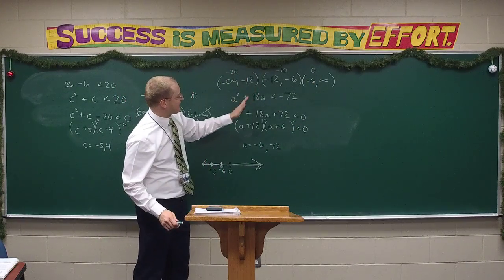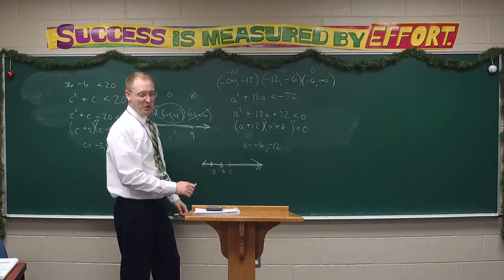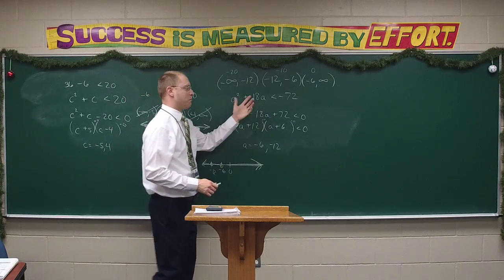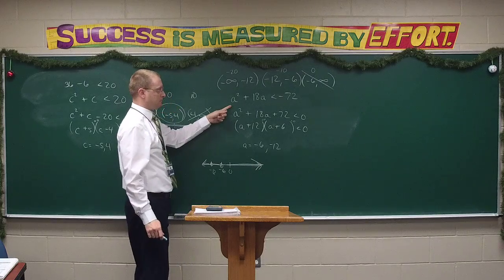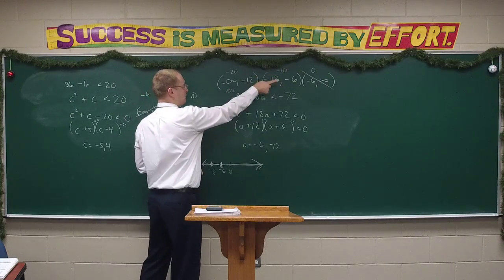All right, 0 squared plus 18 times 0 is less than negative 72? No. No, because 0 is bigger than negative 72. All right, square the negative 10. 100. And then negative 10 times 18?